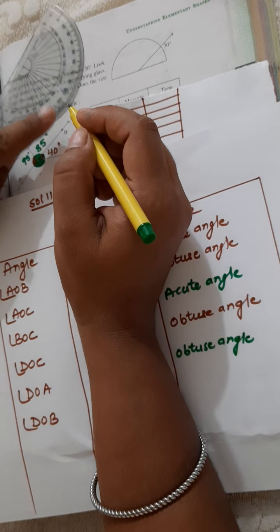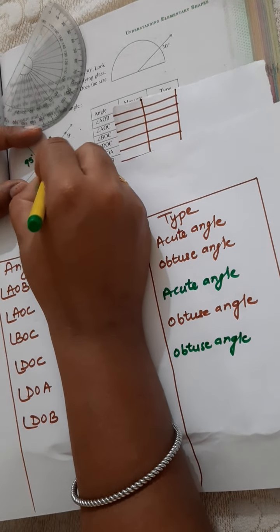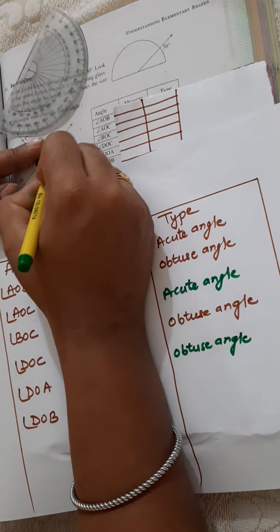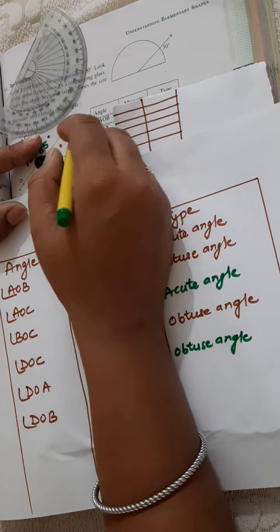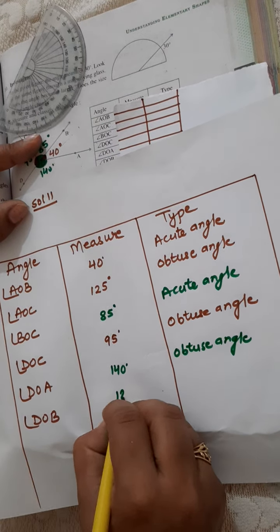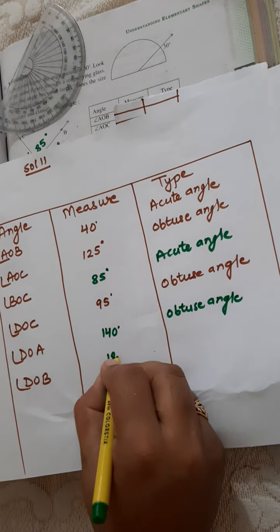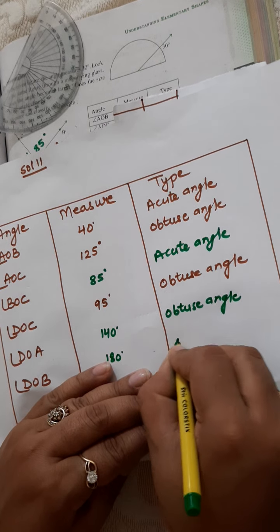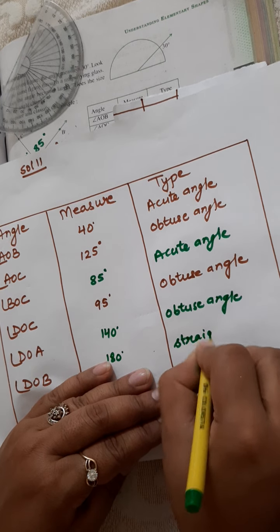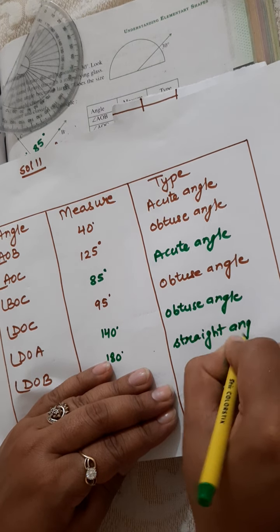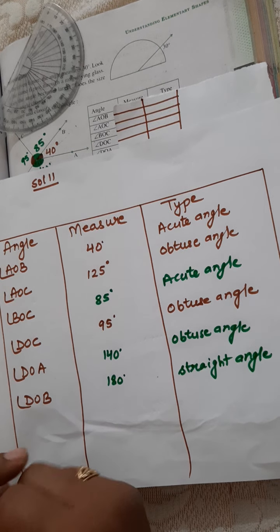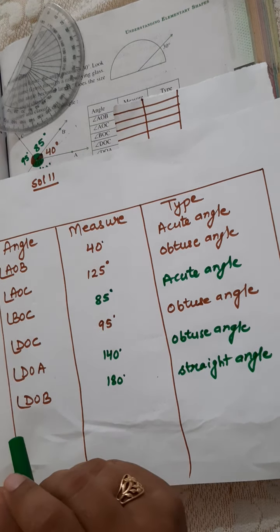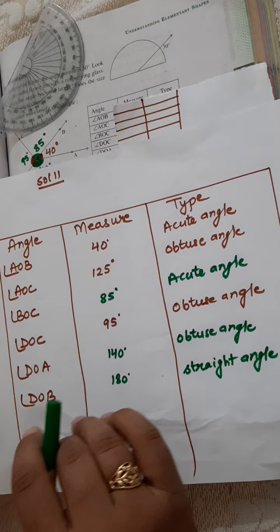Now next I have to measure DOB. Now look, DOB is a straight line and this is your 140 degree, this is your 40 degree. 140 plus 40 you will get 180, and from estimation also I will get BOD is 180. That is a straight line, straight angle. So this is our straight angle. But you have to measure on the books and write an answer over here. So this is all about question number 11.